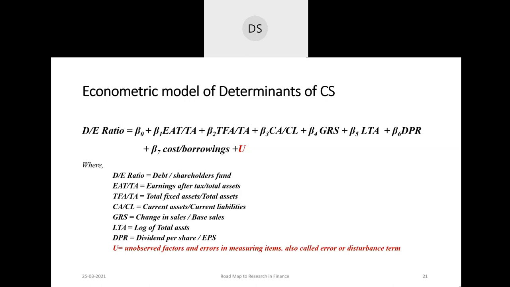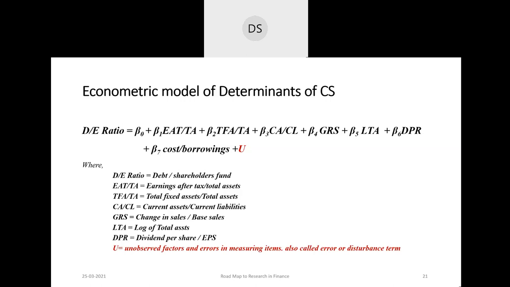So the next one, CA divided by CL, the current assets divided by current liabilities, will capture the liquidity aspects. The growth aspect will be taken care of by the change in sales divided by base sales, the growth rate in sales. Okay, that growth rate is the variable included in the econometric model. Size is taken as log of total assets.